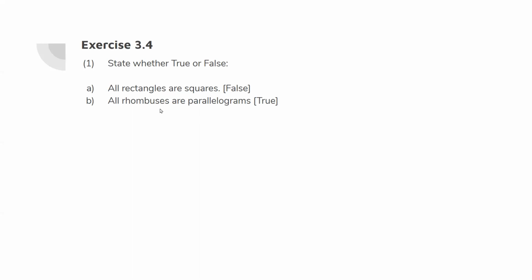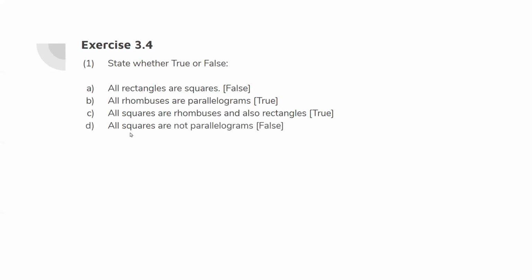True, because rhombuses follow the properties of a parallelogram. See, all squares are rhombuses and also rectangles. It is true because a square has all the properties of a rhombus and a rectangle. Next question, all squares are not parallelograms. False, because a square follows all the properties of a parallelogram.